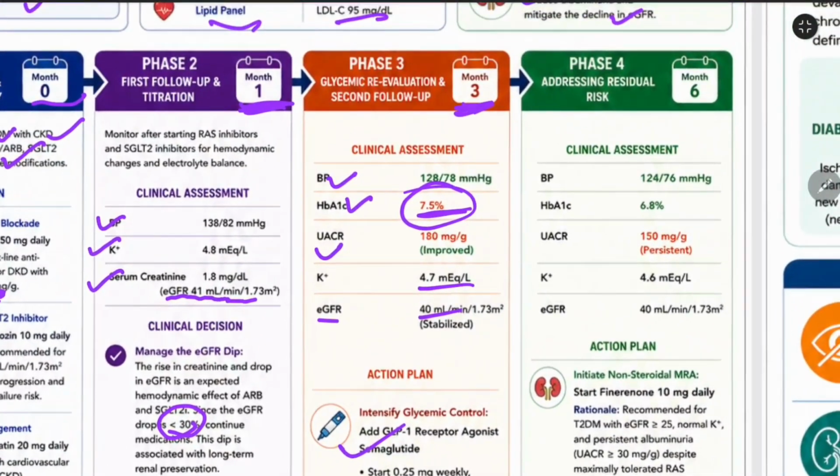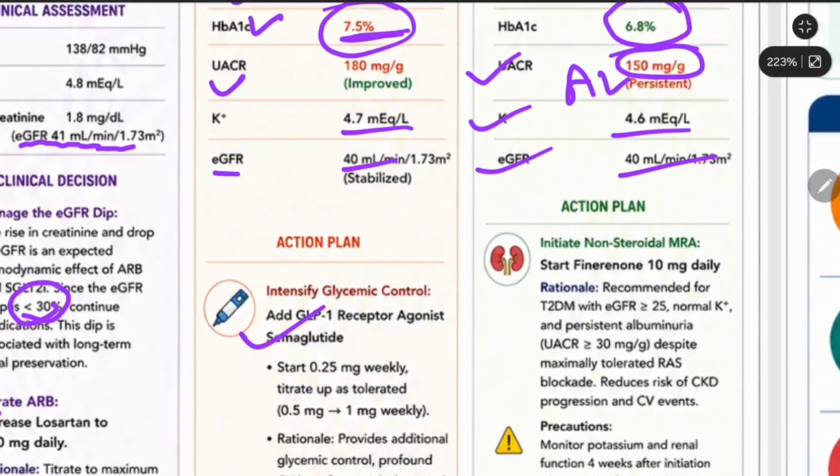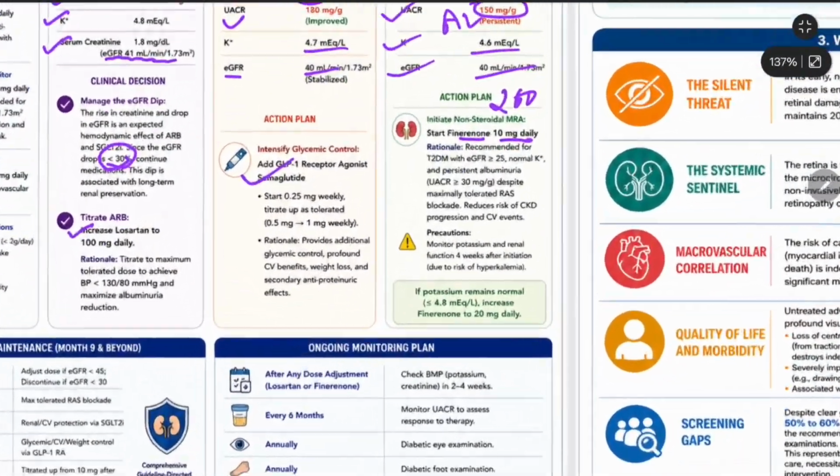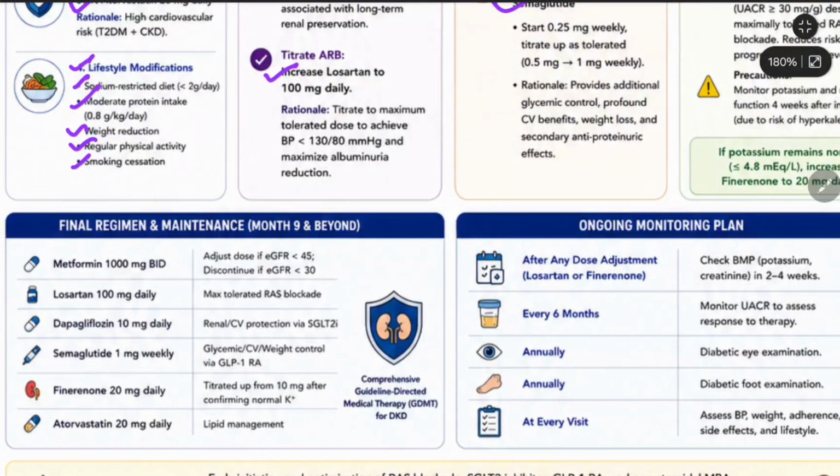After 6 months, every 3 months you should review the patient. BP is 124. HbA1c is now 6.8%. UACR is persistent, 150 it is, again in A2 only. Potassium is 4.6 and eGFR is 40. Because the proteinuria is still present, we are starting finerenone 10 mg daily because the eGFR is less than 60. Then if after 1 month there is no hyperkalemia after starting finerenone, we'll double the dose of finerenone, that is 10 to 20 mg.